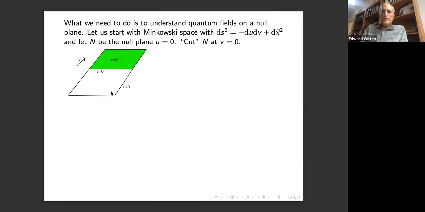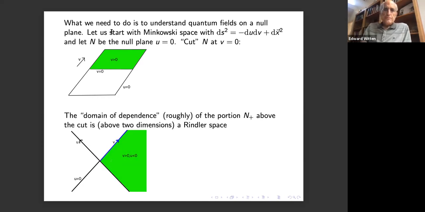So the analogy is that the horizon is also a null plane. The horizon is a null surface, because in my Penrose diagram, it was at a pi over two angle to the vertical, which meant that the radial outgoing geodesics are null rays that live inside the horizon. And they're analogous to the null rays that are parametrized by u at a fixed v, or by v at a fixed u. So let N be the null plane where u is zero. And now we make a cut at v equals zero.